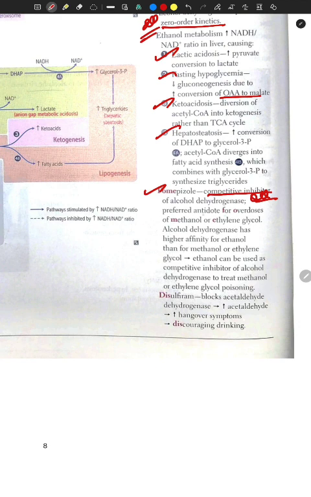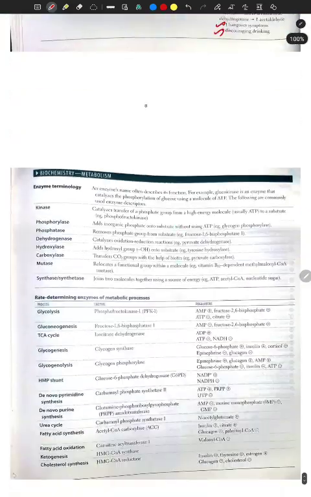It is the antidote for overdose of methanol and ethylene glycol, and alcohol dehydrogenase has a greater affinity for ethanol than for methanol or ethylene glycol. So ethanol can be used as a competitive inhibitor of alcohol dehydrogenase to treat methanol or ethylene glycol poisoning. Okay, disulfiram reaction, we know it increases your hangover symptoms and discourages drinking. That's what you should be knowing here.